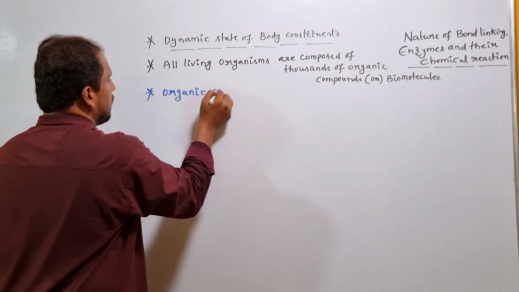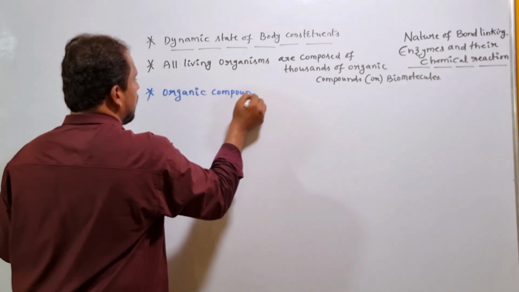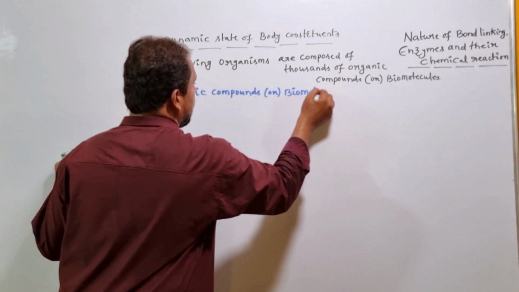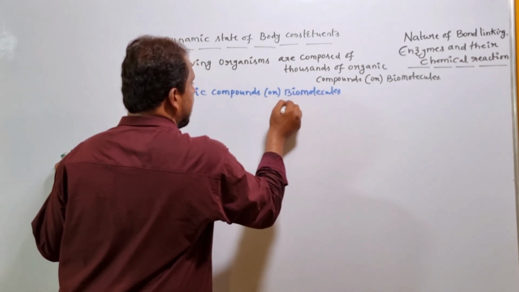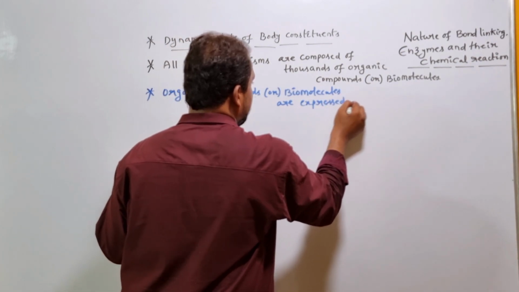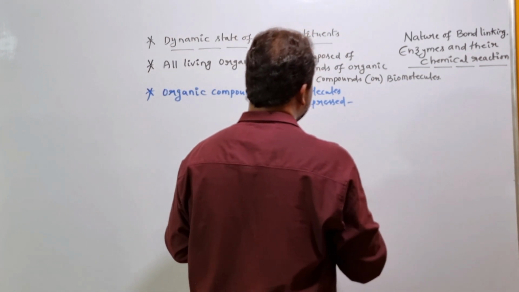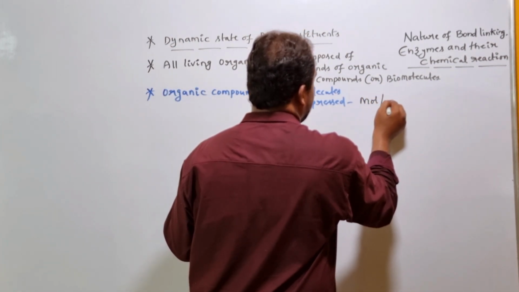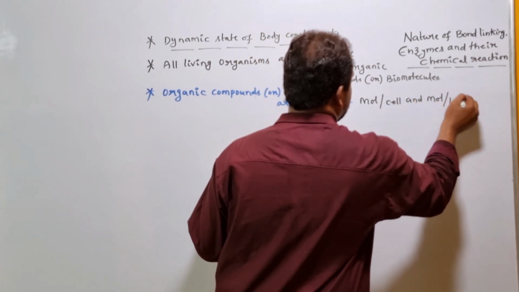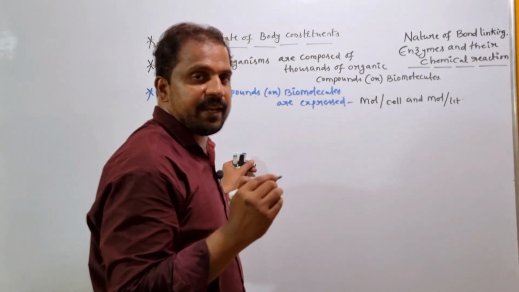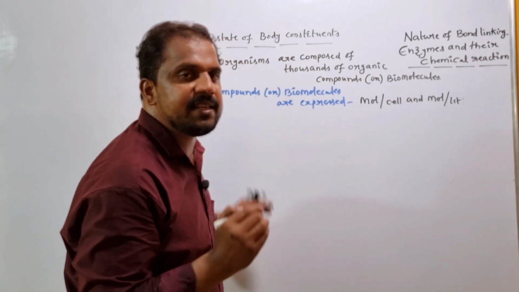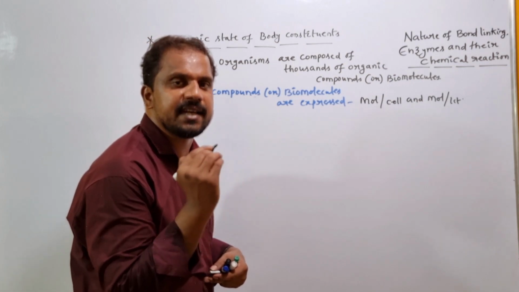Organic compounds or biomolecules are expressed in terms of molecules per cell and molecules per liter. And one of the remarkable features of these biomolecules is the turnover number. So all these organic compounds or biomolecules have a turnover number.